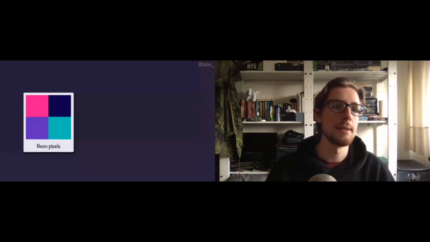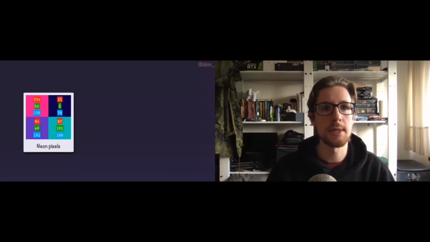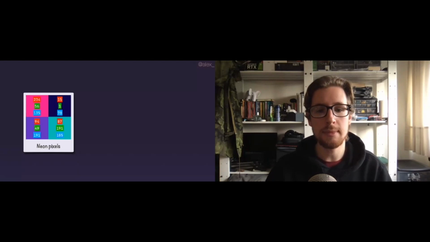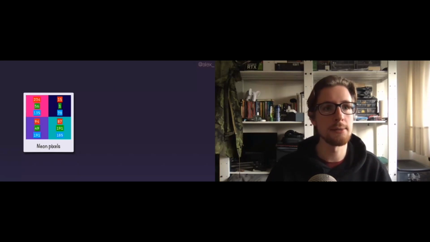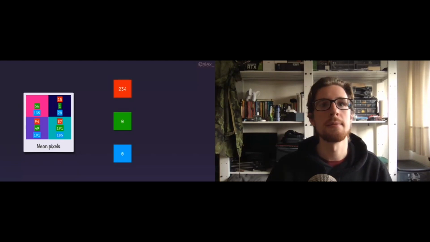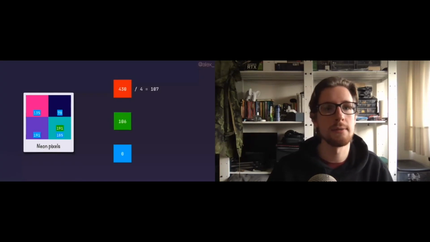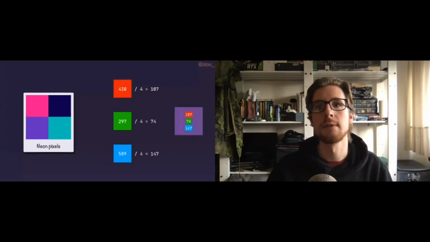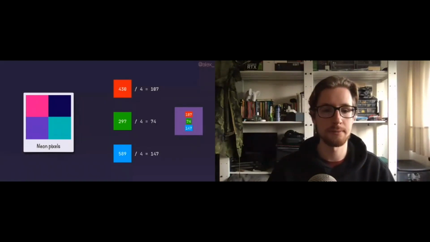So let's do this for this neon pixels image that consists of only 4 pixels. As you might know, every pixel in an image consists of 3 color values, red, green, and blue. And we can now actually take all of these red values, add them together, and divide them by the number of pixels to get the average red value, in this case 107. You can do the same thing for the green channel and the blue channel, which is going to give us the average green color value and the average blue color value, resulting in this beautiful color, which is the average color for the 4-pixel image on the left.